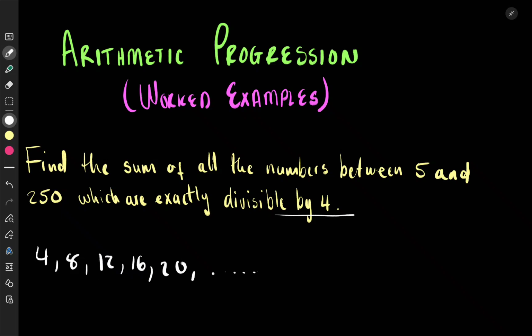Now they want between 5 and something. So this one is out. We're starting at 8. So it'll be 8, 12, 16, 20, right? Good. And then it keeps going on.